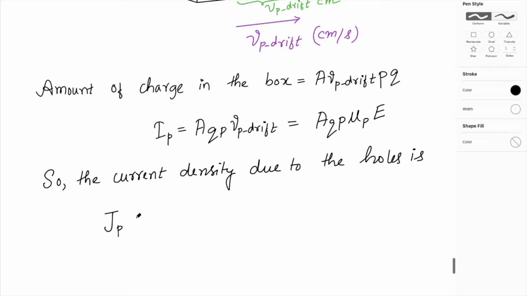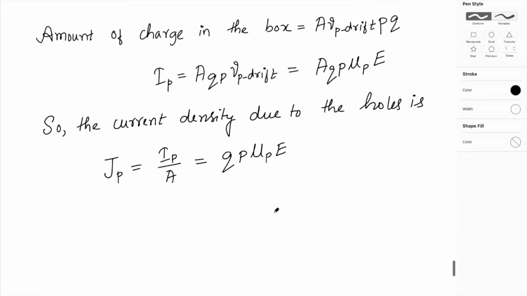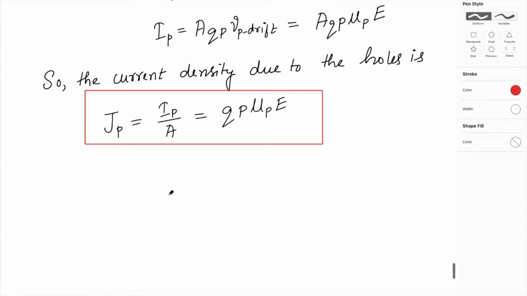So the current density due to the holes is given by Jp, the density, is equal to Ip by A, is equal to Q p mu p into E. Okay, so this is the current density due to the holes. So similarly, I can write the current expression for the electrons. I can get this kind of expression.